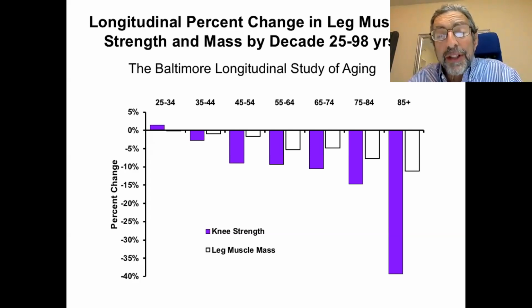But there are other issues such as the innervation of the muscles, the coordination of the contraction of muscles that play a role in strength. So we need to know about muscle mass, but we need to know about even more if we're going to understand strength changes with aging.